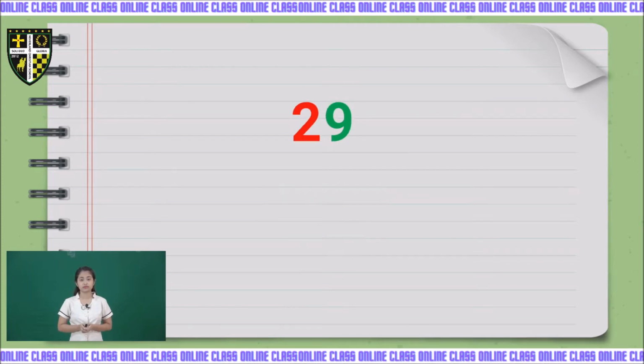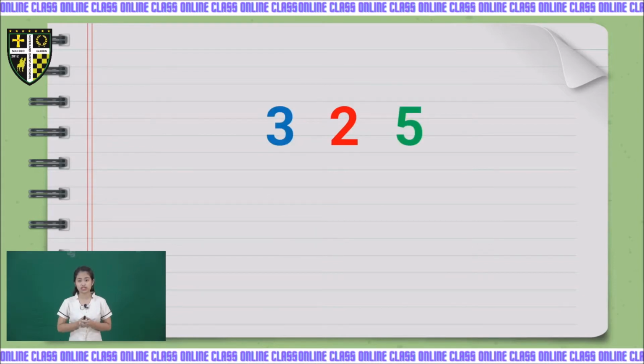Next one, we have the digits 2 and 9. If we combine them together, we have the number 29 and we read it as 29. We can also write it simply as 2 and 9, and also in spelling: 20 and the spelling of 9.